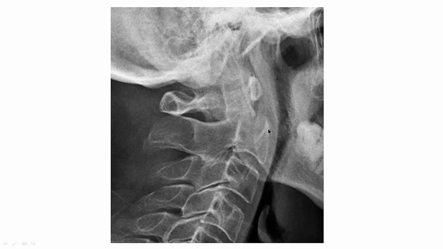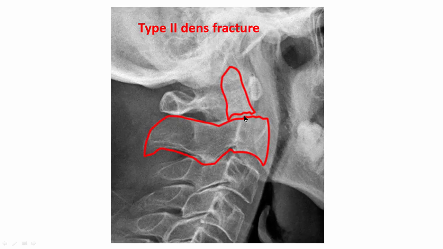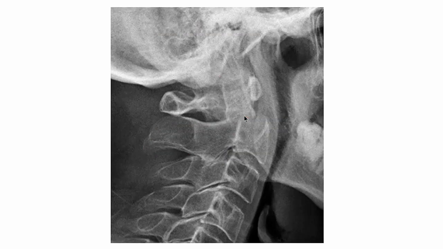Let's check the dens. Oh, wow. Look at that. The dens should be way up here. It's been broken. This is a type 2 odontoid fracture. Very, very dangerous. If you can't see it. Type 2 odontoid fracture, you don't need to know that. It's just going to be anatomy for this, but you will pretty soon.